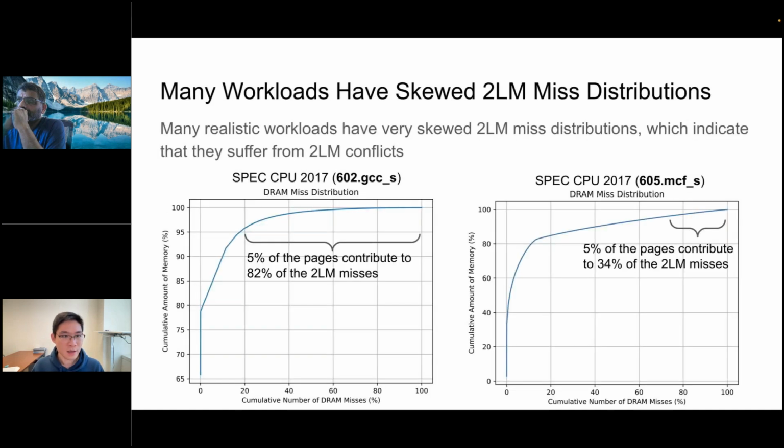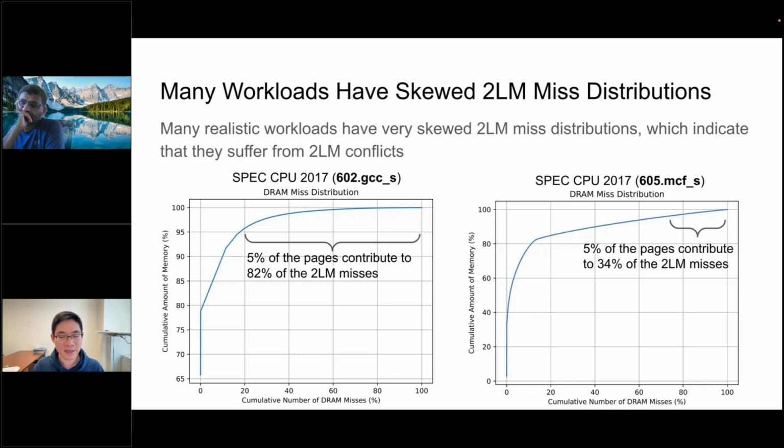So what we find is that many realistic workloads have a very skewed 2LM miss distribution, which indicates that they suffer from such 2LM conflicts. For example, if you look at the graph on the left, the x-axis here is the cumulative number of DRAM misses, and the y-axis is the cumulative amount of memory. The way to interpret this graph is to look at the tail. What the tail tells us is that 5% of the pages contribute to 82% of the 2LM misses. So almost all the 2LM misses concentrate on these 5% of the pages.